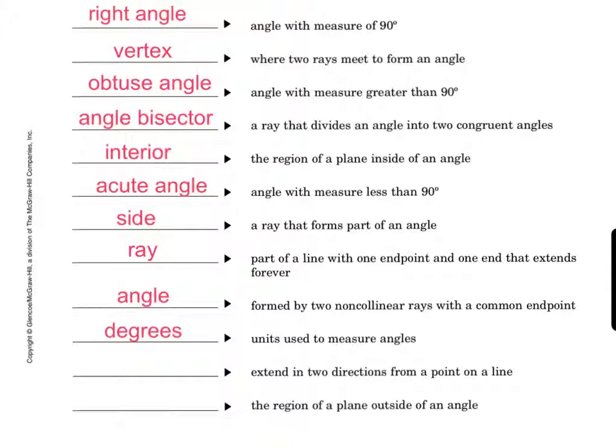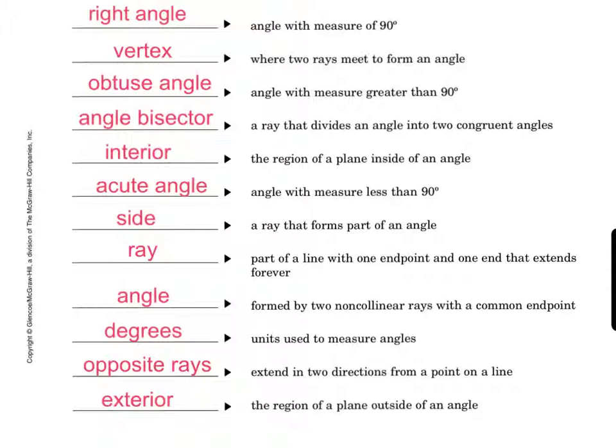Alright, next, the last one, or last two. Extended two directions from a point on a line. Those are called opposite rays, also known as a straight angle. And the last one, the region of a plane outside of an angle, well, it's the opposite of the fifth one there. It is the exterior. So those are the vocab. Make sure you guys know that.